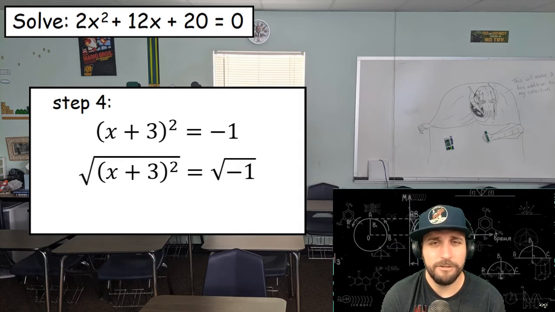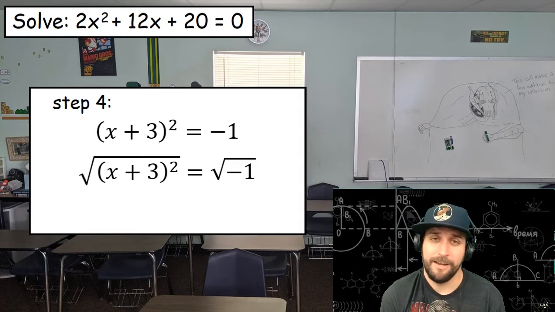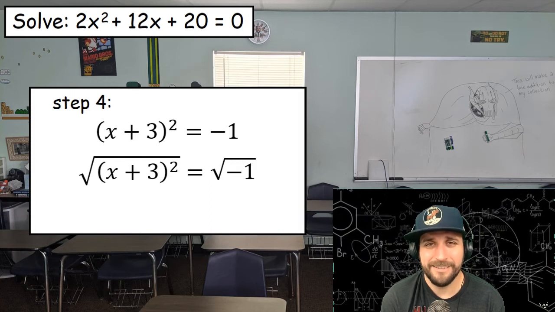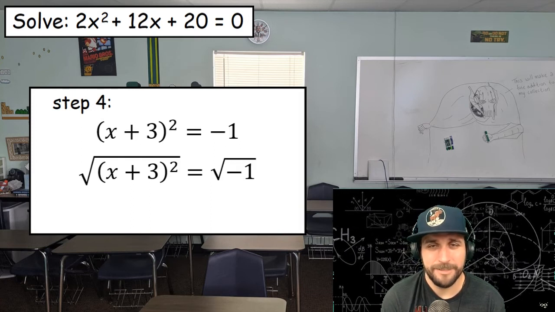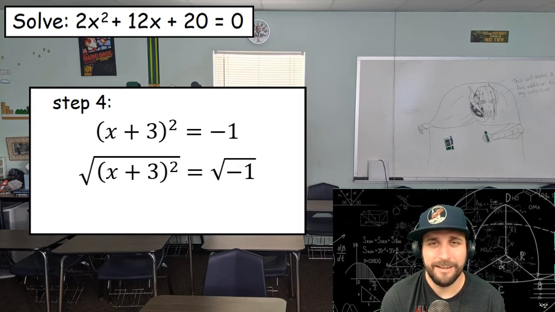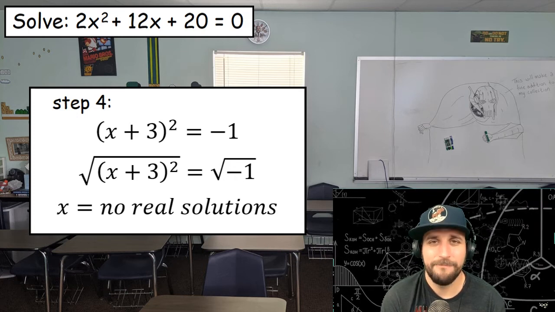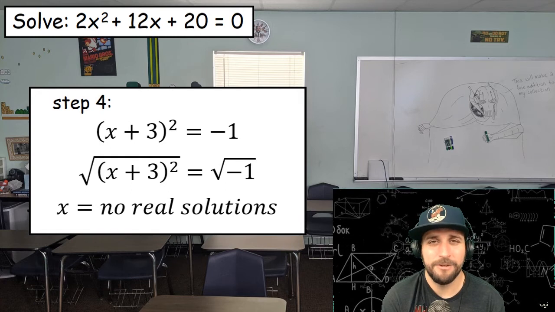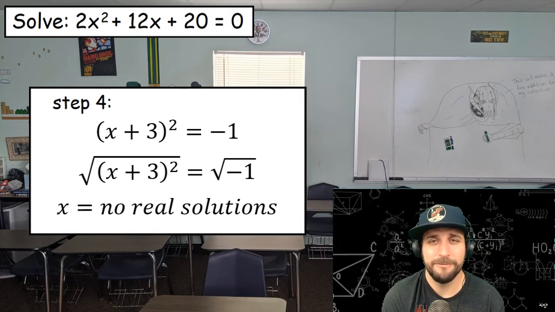Next I take the square root of both sides, and I get a problem. I cannot take the square root of negative 1. You can't take the square root of negative numbers. So I can just stop right here, and x has no real solutions. There are no real solutions to this problem because I cannot take the square root of a negative number.